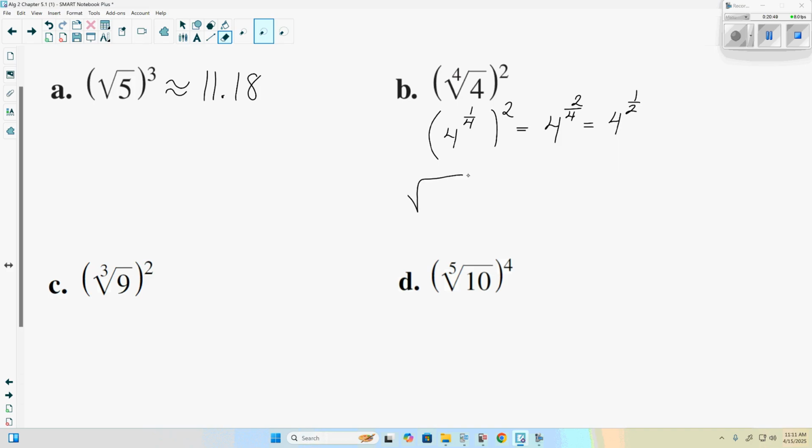Going back, because again, the nth root of a to the a is the same as a to the 1 over n. Well, it's also the same as saying the square root of 4. What is the square root of 4? So sometimes it's nice to have them in fractional form. Sometimes it's nice to have them in radical form.